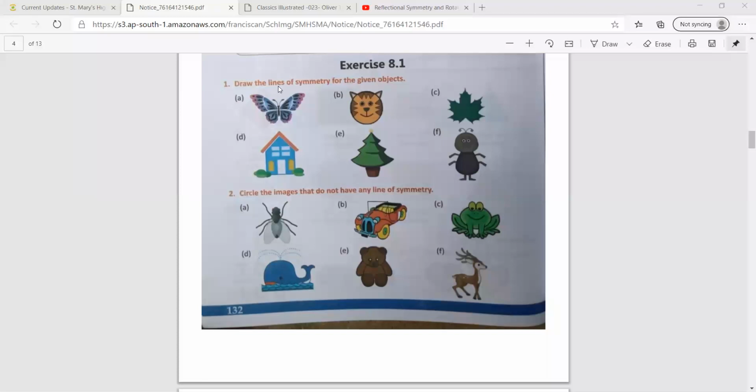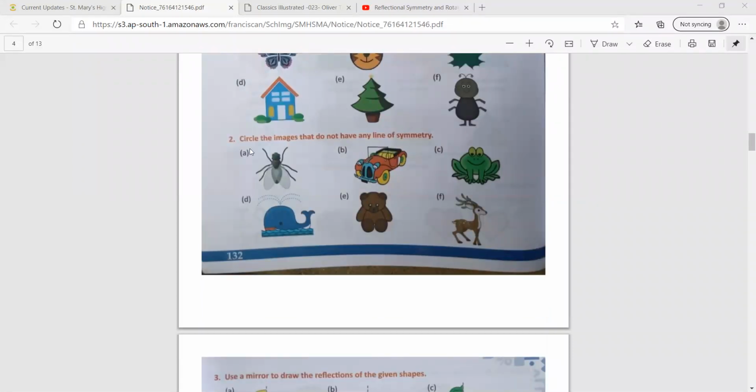Okay, so whether it is vertical or horizontal, that will depend upon how the figure is. Okay, and some of the objects may not have a line of symmetry at all. Next, circle the images that do not have any line of symmetry. So in this, you don't have to draw the line, you only have to circle that image in which the line of symmetry is not there.